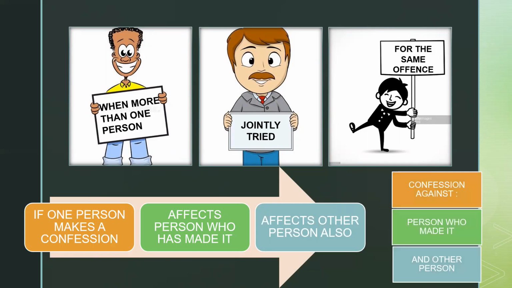The general rule in England is that the confession can only be proved against the person who makes it, not against the others. But according to Section 30 of Indian Evidence Act, confession made by one accused can be proved as against other accused in the joint trial.